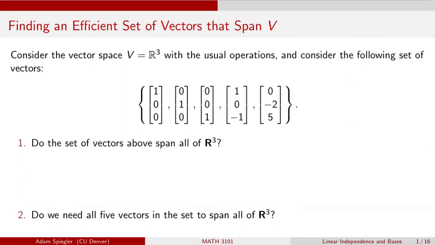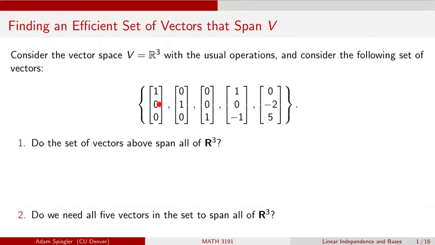All right, welcome everybody. So far we've been looking at vector spaces and subspaces of vector spaces. On this slide, let's consider our vector space V to be R3 with all of the usual operations of vector addition and scalar multiplication. And let's consider the set below that has 5 different column vectors in R3.